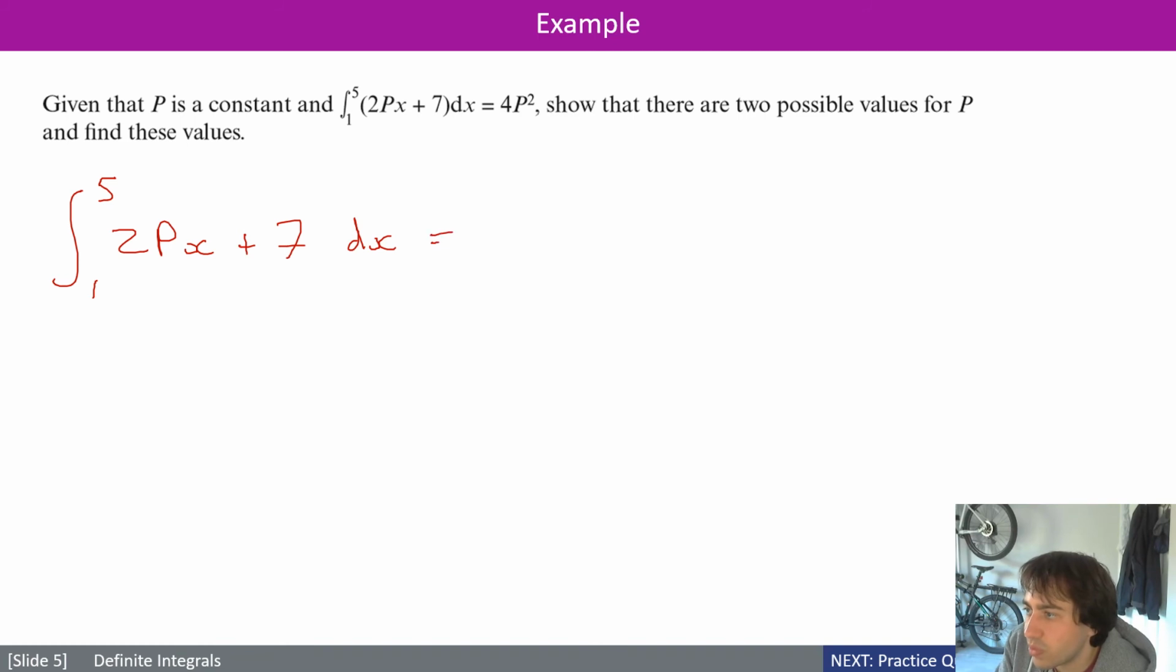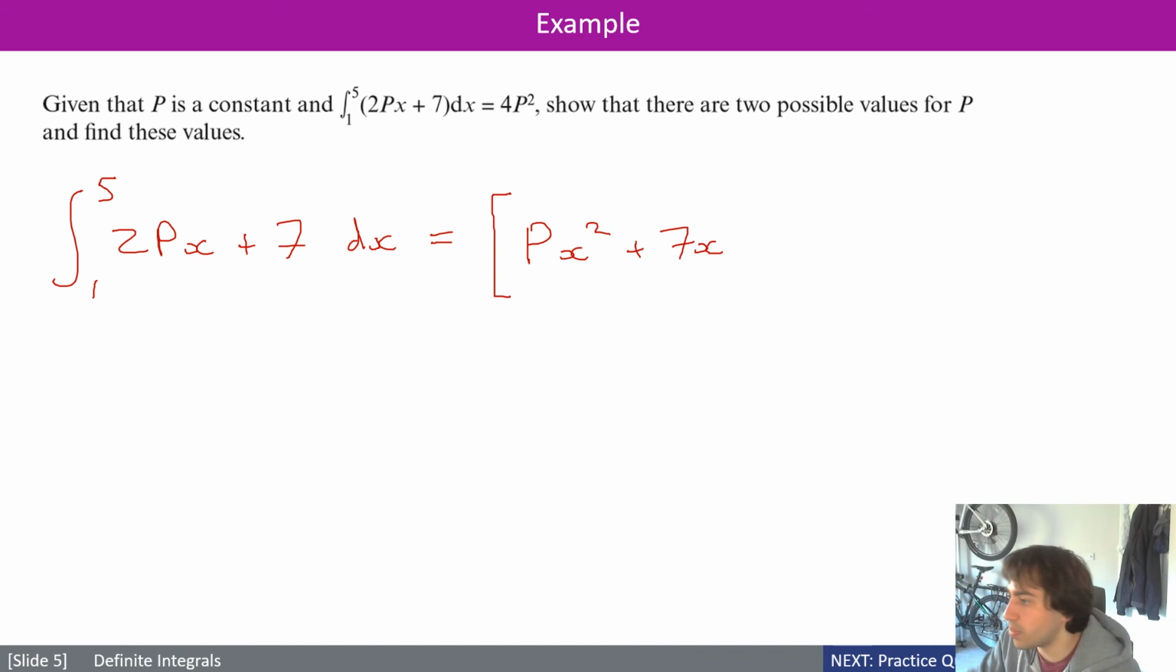What's that equal to? I can integrate that, so I'm going to start with my square bracket and perform the integration. The integral of 2px, well, that's x to the 1. If I add 1 to the power, I get x squared, and I divide by 2, I end up with capital P x squared. 7 goes to 7x. Forget about the plus c because we're doing definite integration. Close it off with another square bracket, put the limits on the outside.